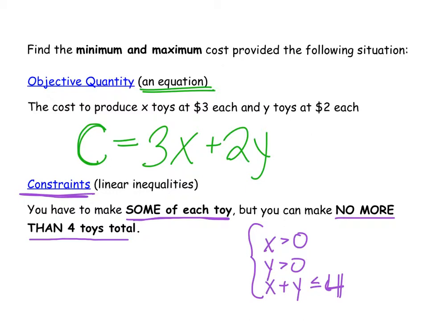Right here we wrote our objective quantity, so that equation that we're trying to satisfy, and we also wrote the constraints that this must follow. What we're going to learn how to do is take this information and find the maximum or minimum cost in order to satisfy this. Today we're going to practice mainly just graphing and finding your maximum, minimum, or your optimization. And then in a few days we're going to actually be writing these objective quantities and constraints on our own.